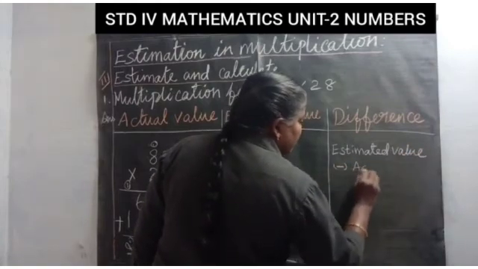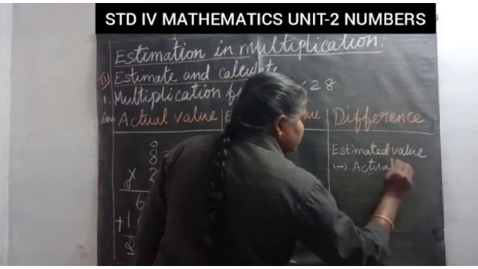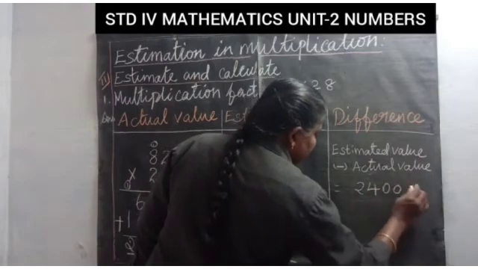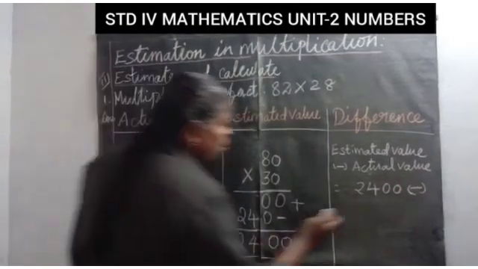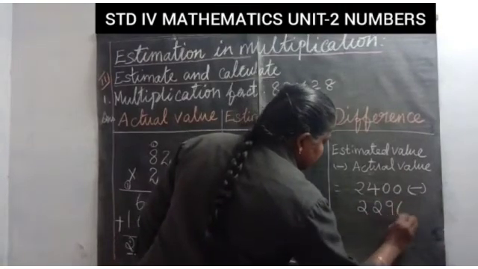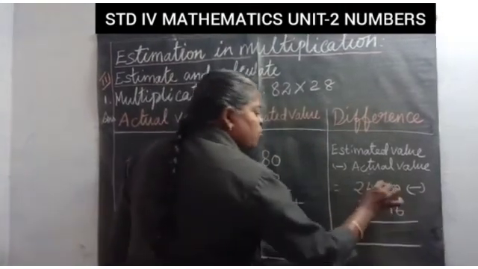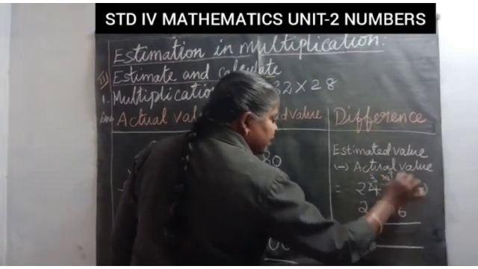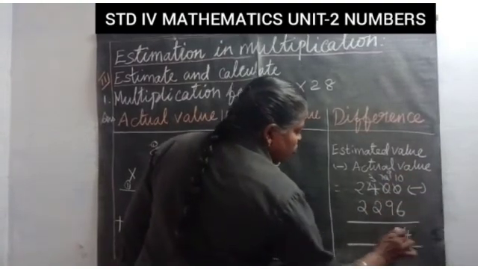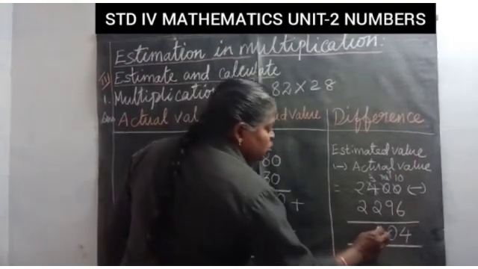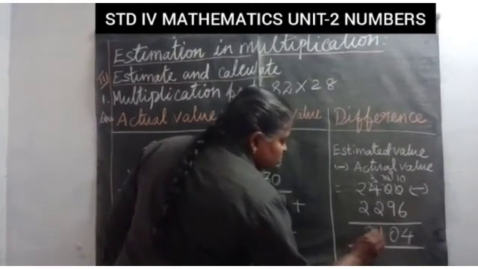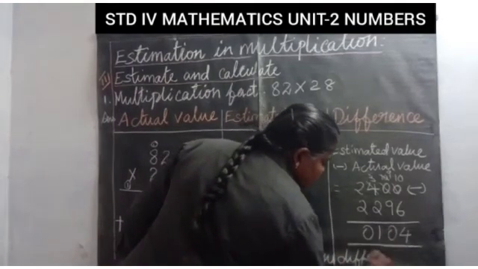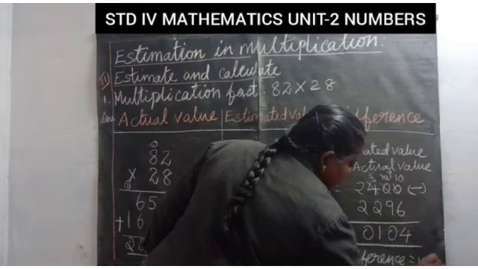So the estimated value minus the actual value equals 2400 minus 2296. You have to subtract, borrow from 4, 3, 10. From 10 you take 1, 9 and 10. 10 minus 6 is 4, 9 minus 9 is 0. 3 minus 2 is 1, 0. The difference is 104.